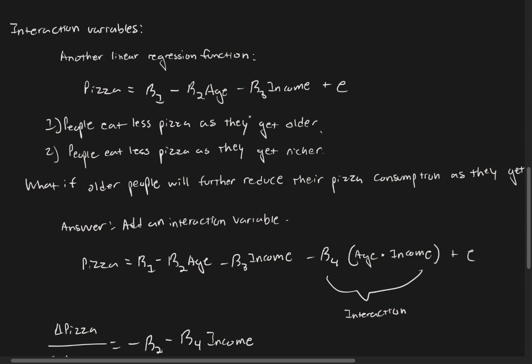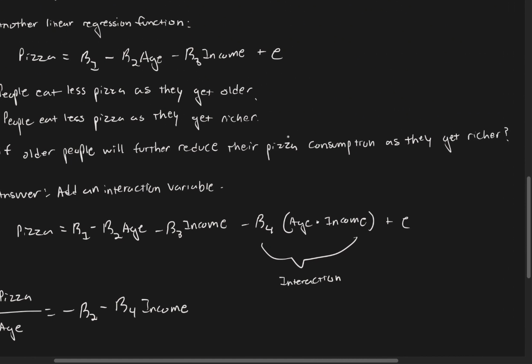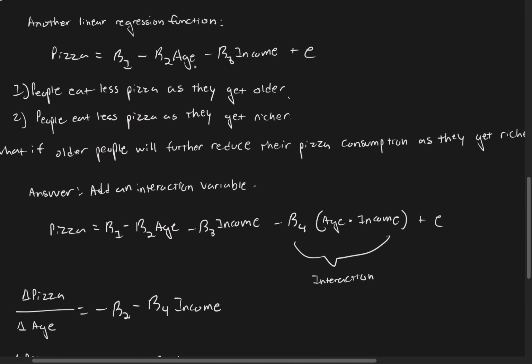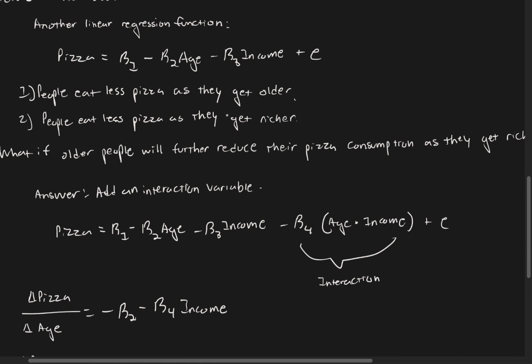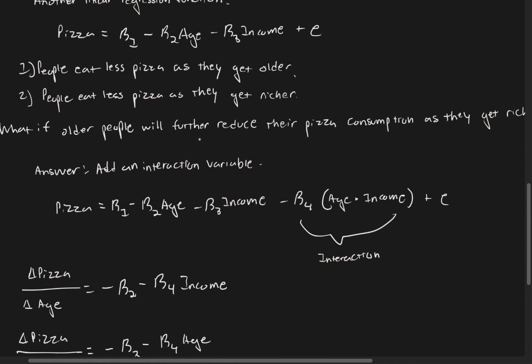So the problem is, what if older and richer people, so if a person is relatively old and rich, based off this equation with minus and minus, they'll eat less pizza in general. But what if they actually further reduce their pizza, knowing that they should eat less pizza based off their age and income, so there's a further reduction in their pizza consumption. And the answer to that is we can add an interaction variable.